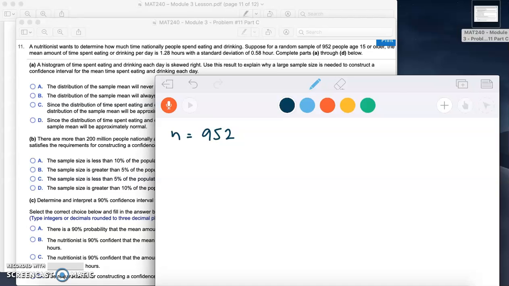Then we have the sample mean, that's X bar, equal to 1.28. Remember, we don't know the population mean. We are trying to estimate that. We only have the sample mean. And our standard deviation, or S, again, that's the sample standard deviation. Remember, for the population, we have mu and sigma. But since we're just dealing with the sample, that's X bar and S. So the standard deviation for that sample is 0.58.